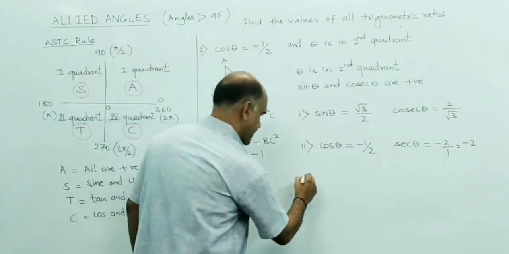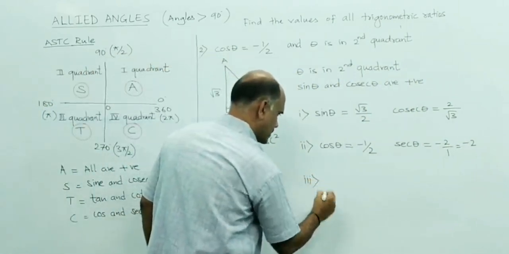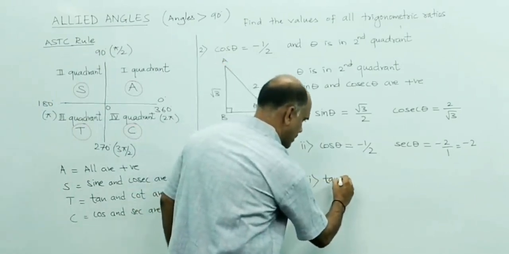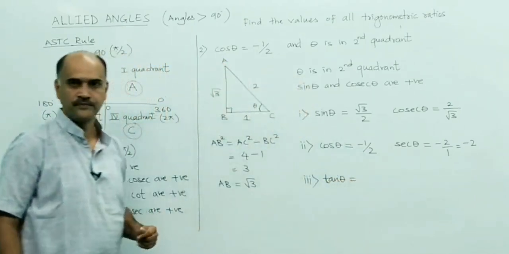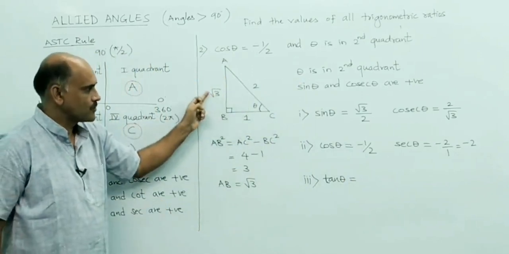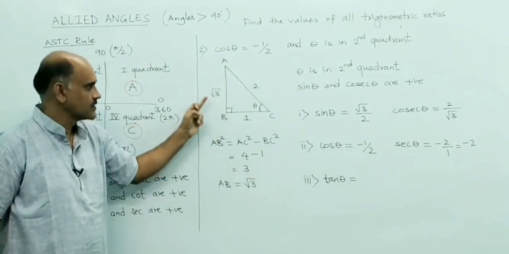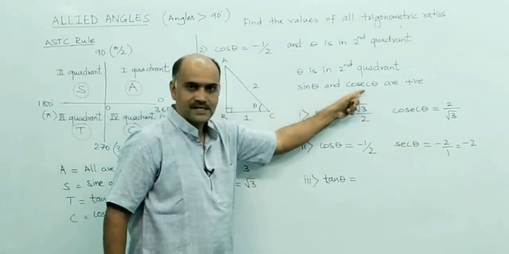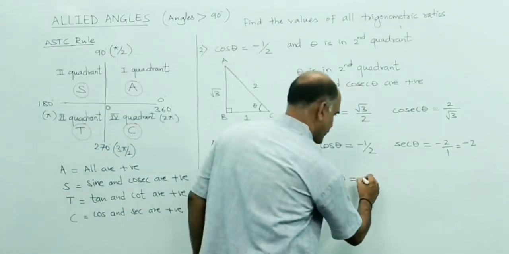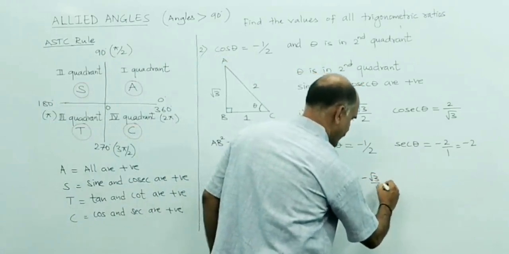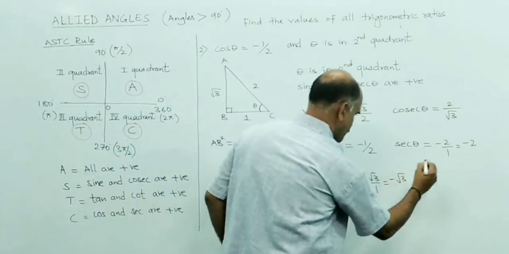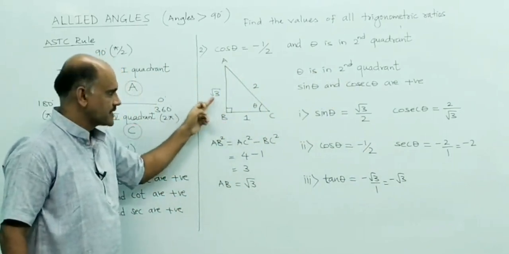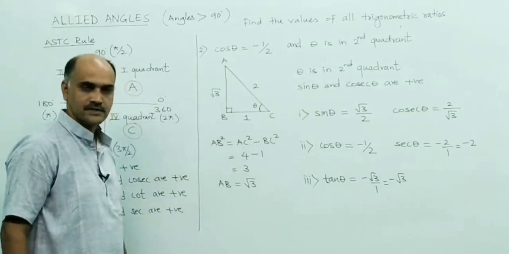Similarly, third, if I take tan theta. Tan theta is opposite by adjacent, root 3 by 1. In the second quadrant again tan is negative, so you will have minus root 3 by 1, or minus root 3.